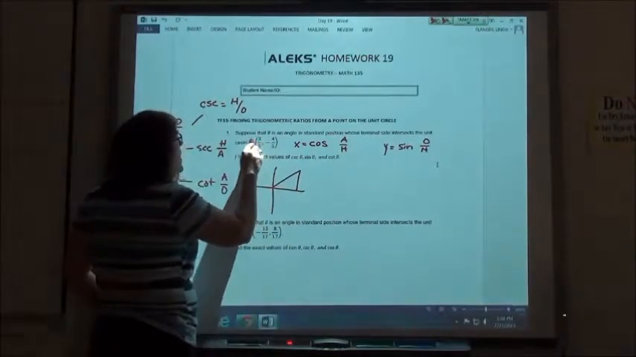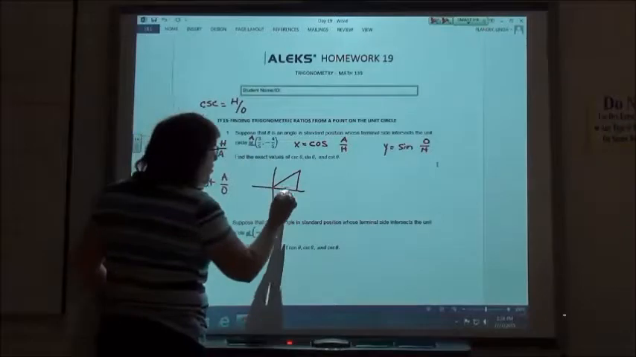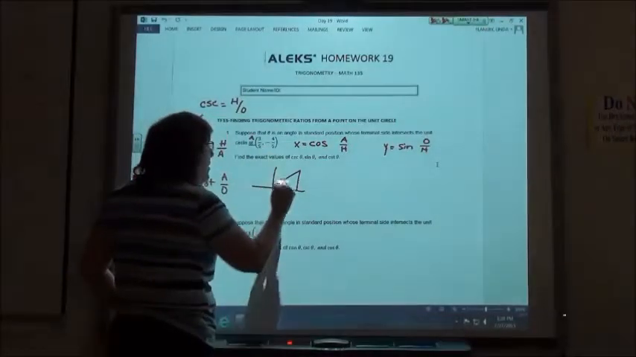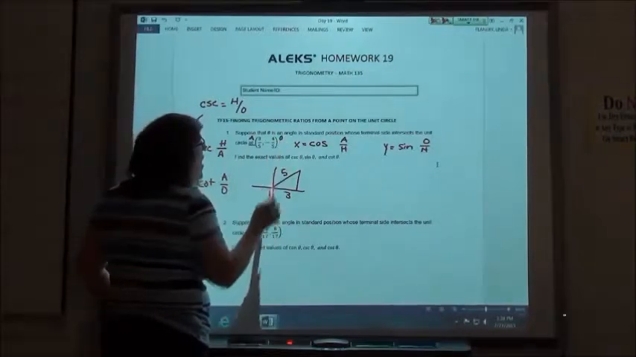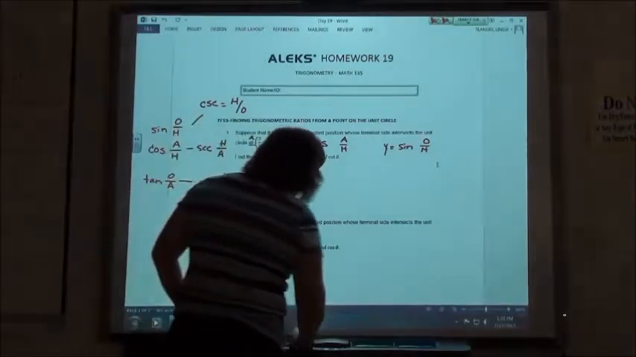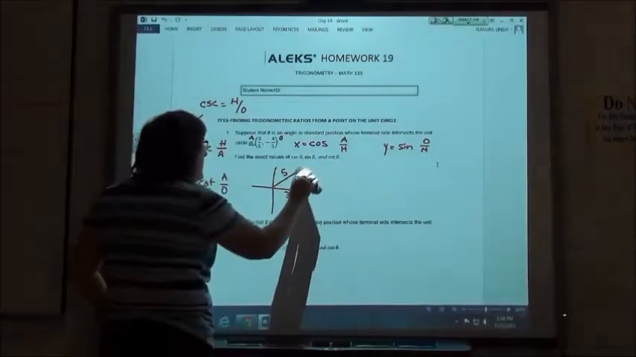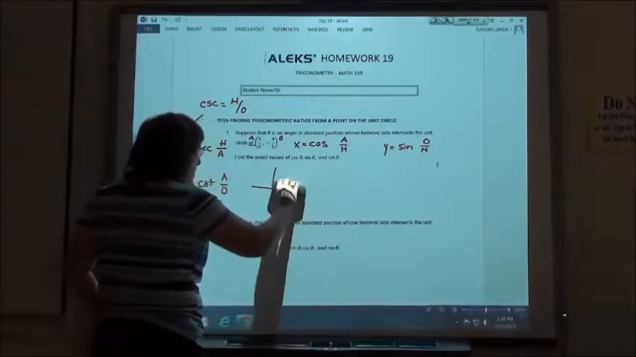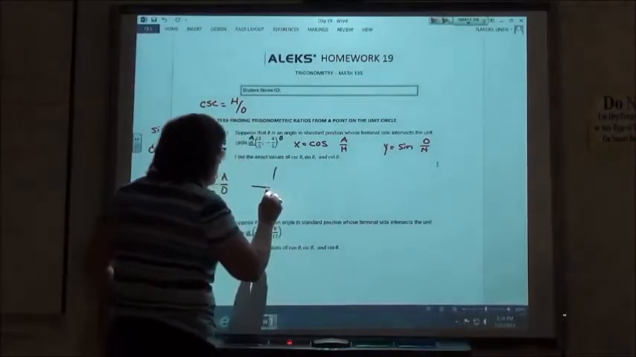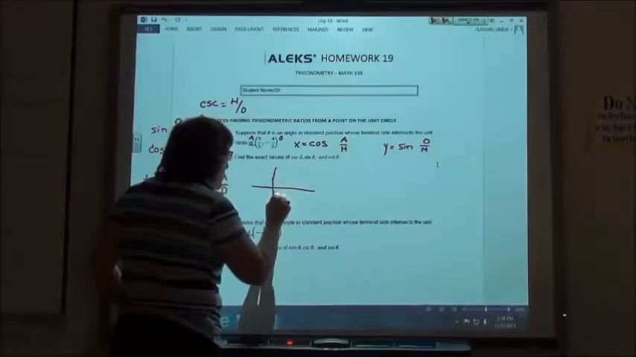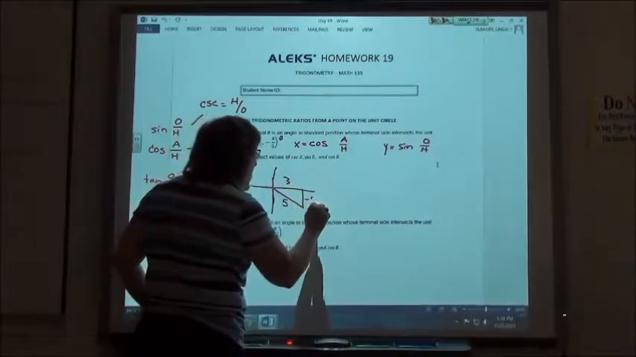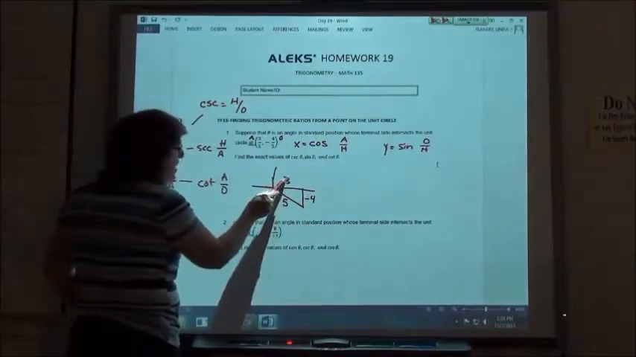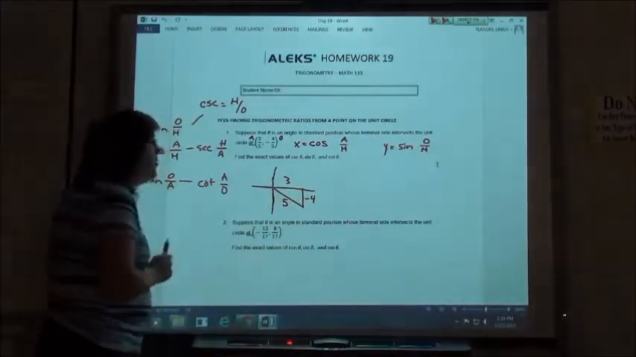this top number here would be the adjacent, so it's going to be 3 over the hypotenuse, which is 5. The top number here is going to be the opposite, and actually it's going to be negative 4. So I'm going to be going down. So 3, 5, and negative 4, since this is my adjacent, my opposite, and my hypotenuse.